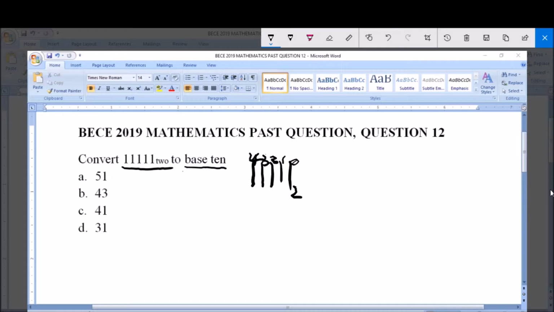Now we've given these numbers power. This one here is raised to the power of 0, this one is raised to the power of 1, this one is raised to the power of 2, this one is raised to the power of 3, and this is raised to the power of 4.